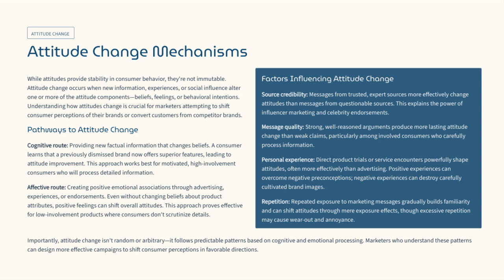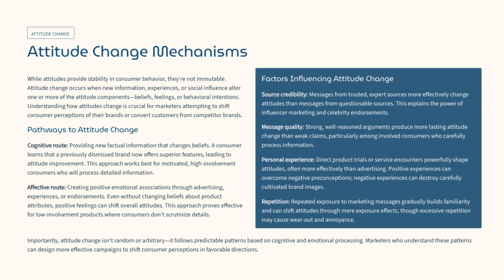On the other hand, the cognitive route involves providing new factual information that changes beliefs. For example, if a consumer learns that a brand they dismissed now offers superior features, their attitude toward that brand can improve. This route tends to be most effective with motivated, high-involvement consumers who are willing to process detailed information.